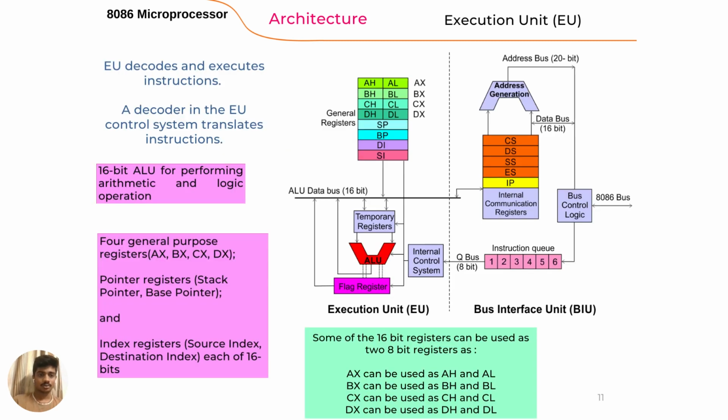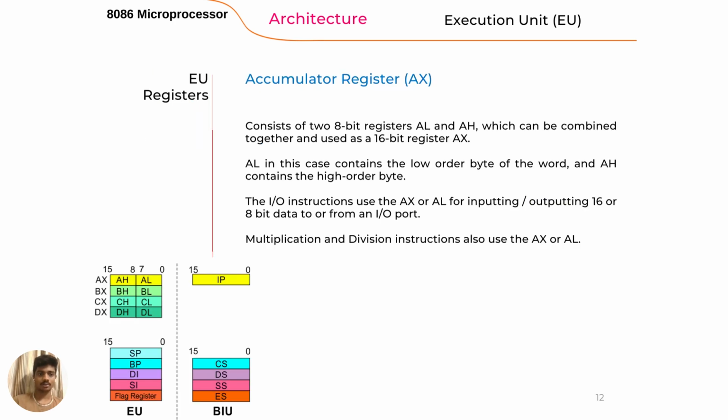Execution unit. Execution unit decodes and executes the instructions. A decoder in the EU control system translates instructions. Now, there are four general registers: AX, BX, CX, and DX. AX means accumulator register, consists of two 8-bit registers, that is AL and AH. AL means lower and AH means higher. Multiplication and division instructions also use the AL and AX.